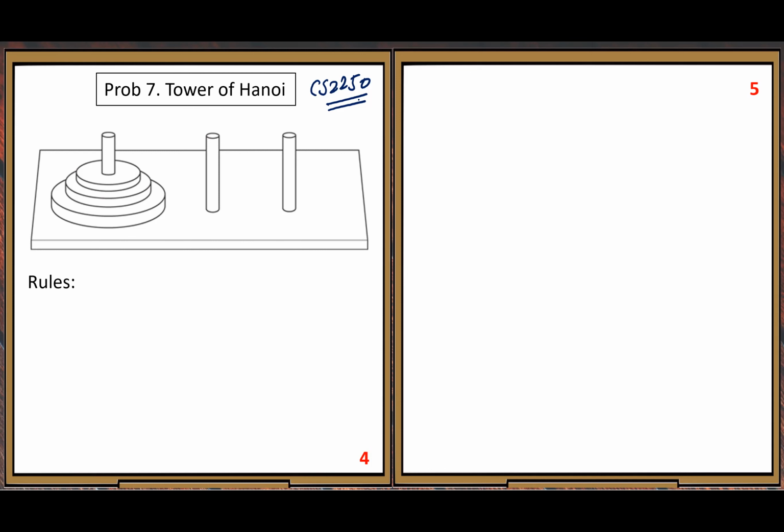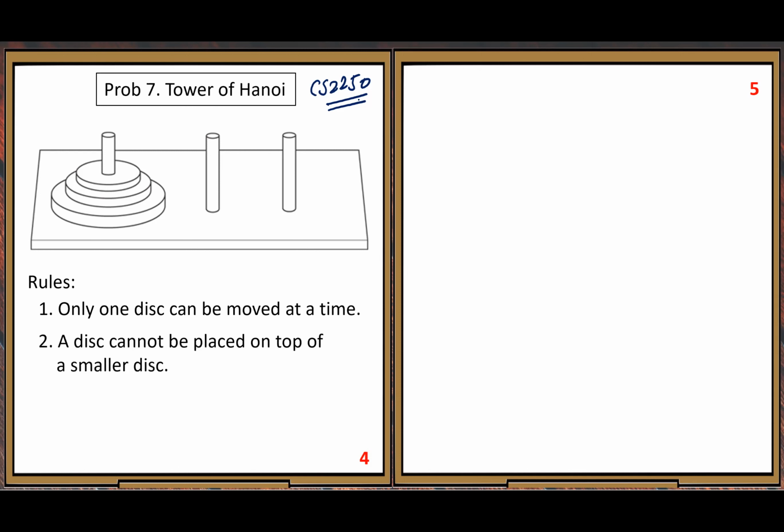First, let's understand the basic rules. Number 1, only 1 disk can be moved at a time. You cannot move 2 disks, only 1 by 1. Every time, move 1 disk from one peg to another peg. In total, you only have 3 pegs: peg 1, 2, 3. So you can only move from one peg to another peg.